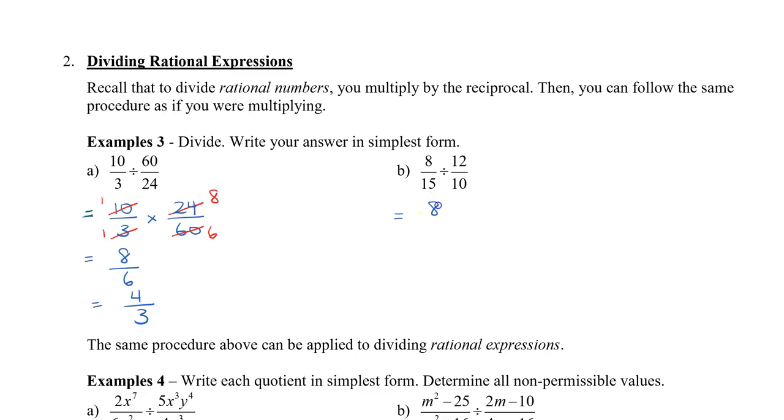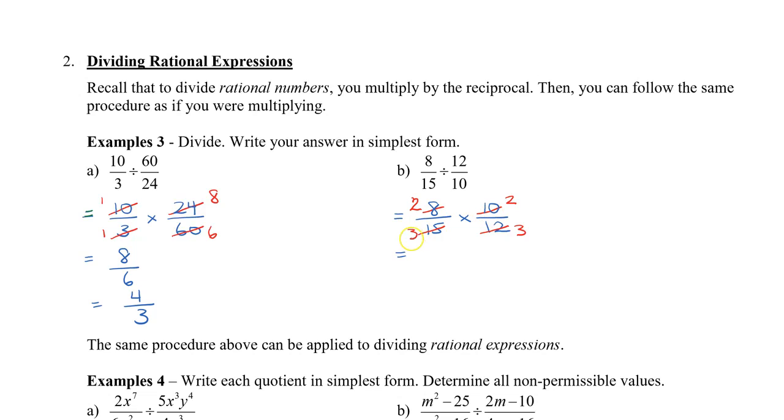Taking a look at one more, we are going to remember, change division to multiplication of the reciprocal. So again, we can reduce. 8 becomes 2, so 8 divided by 4 is 2. 12 divided by 4 is 3. 5 goes into 10 and 15, so 5 goes into 10 twice. 5 goes into 15 3 times.